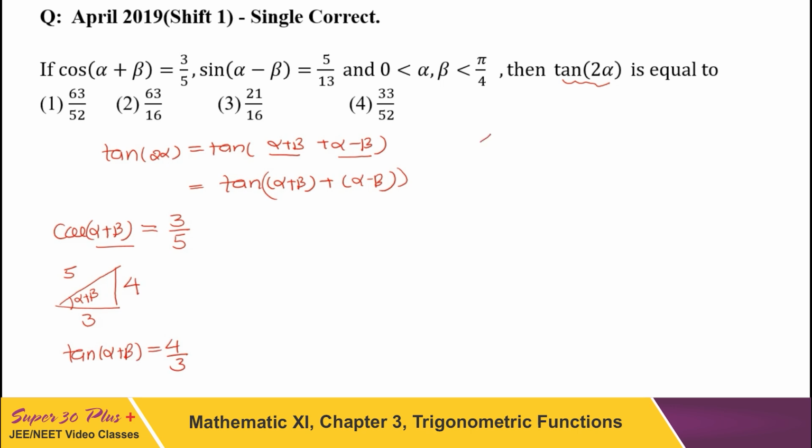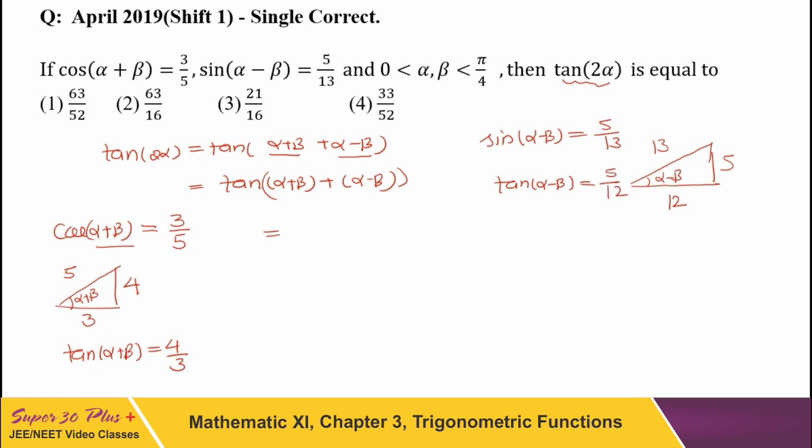Similarly, sin alpha minus beta is equal to 5 upon 13. Construct a triangle with an angle alpha minus beta. It is 5 and it is 13. The base will be 12. Now we can easily find the value of tan alpha minus beta, and it is also positive. The value of this is 5 by 12.